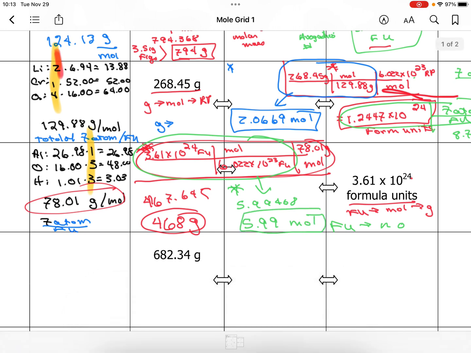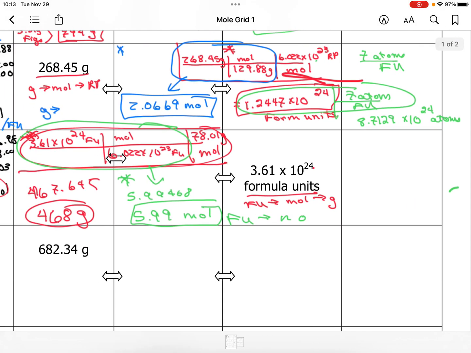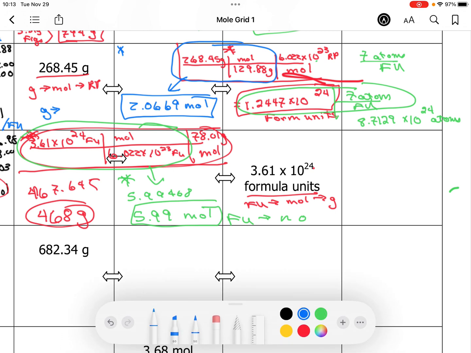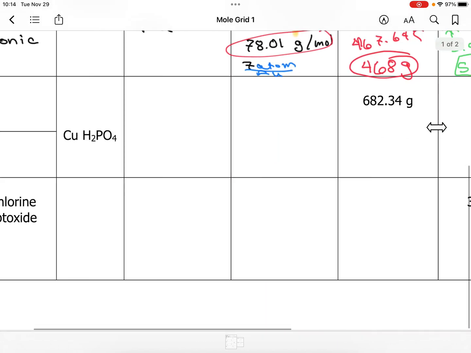Let's recall that we had 7. For our last part, we're going to take this number of formula units times 7 atoms per formula unit. That'll be 2.53 times 10 to the 25th atoms. Okay, now we're going to go down to our next page.